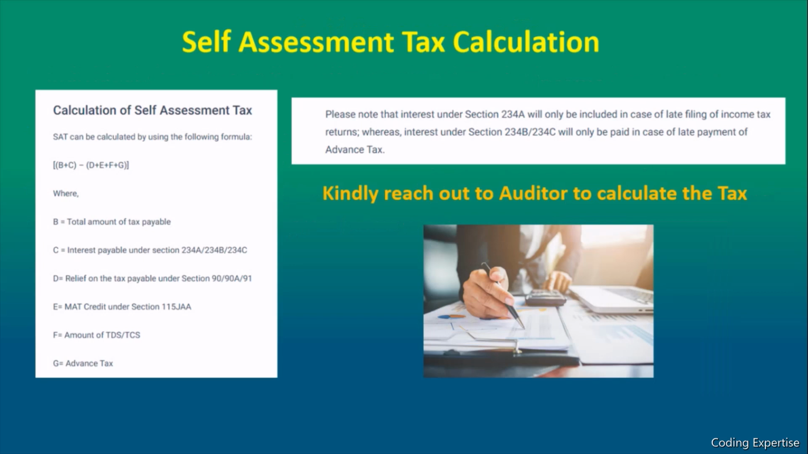Let's move on to the next slide. There is a self-assessment tax calculation formula available. I'm not a finance guy, so kindly reach out to your auditor to calculate the tax. You must understand one thing: if you are not filing the income tax return on time, we are supposed to pay interest as per section 234A. And if you are not paying advance taxes also, we are supposed to pay interest under section 234B or 234C. Advance tax is a different topic; I'll try to post a different video on that.